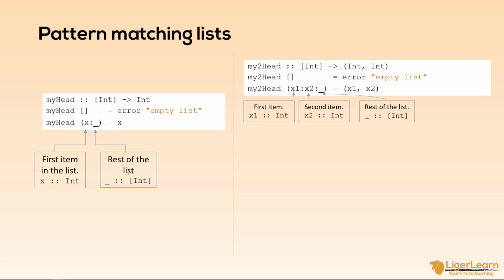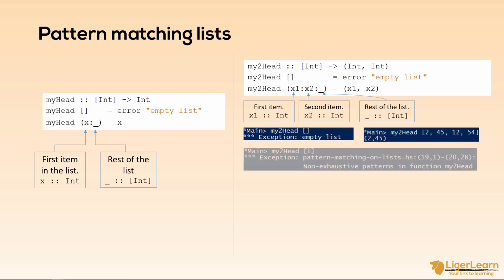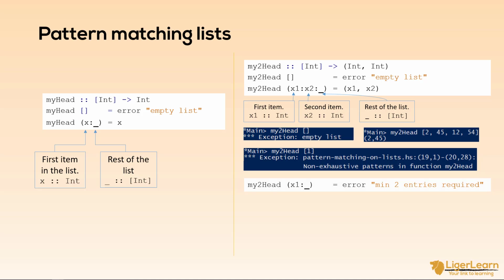So you can see, for the whole pattern to match, the list needs to have 2 or more items in it. So let's see our function in action. If we call it with an empty list, we get our exception, as we would expect. If we call it with a list with many items, we get a 2 tuple back with the first 2 items in the list. Now if we call it with a list with only 1 item, we get an exception. This is because we have defined a partial function with no binding which matches. If you want, you can provide another binding for the case where there is only 1 item in the list.